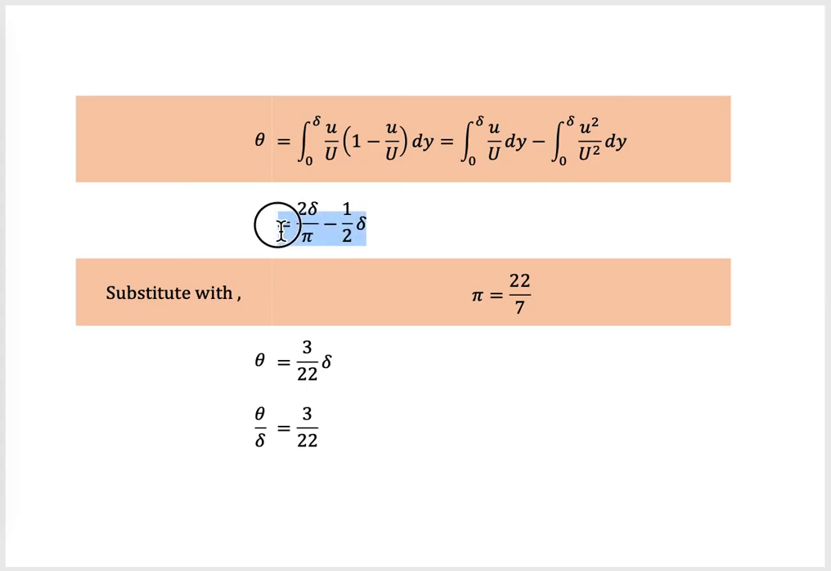So we solve this one and then we substitute pi equal to 22 over 7. We could get theta equal to 3 over 22 delta, or theta over delta is equal to 3 over 22. So please try this at home.